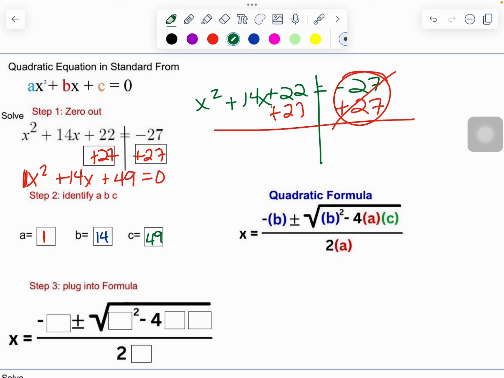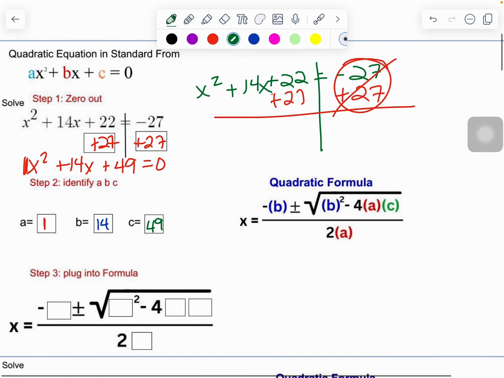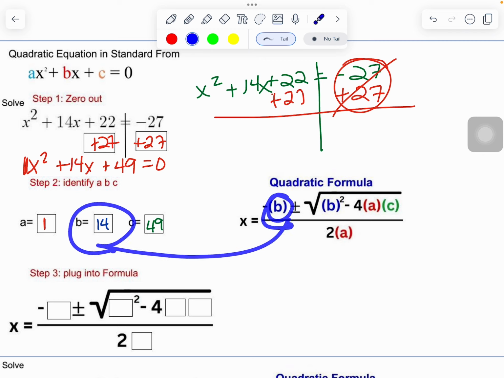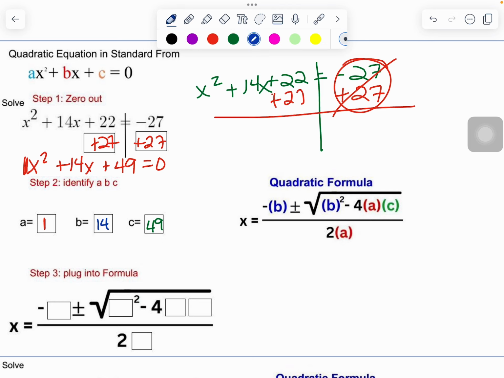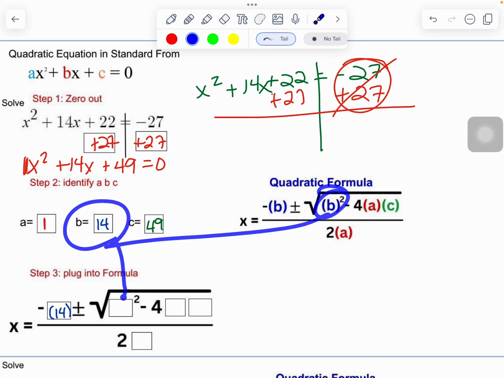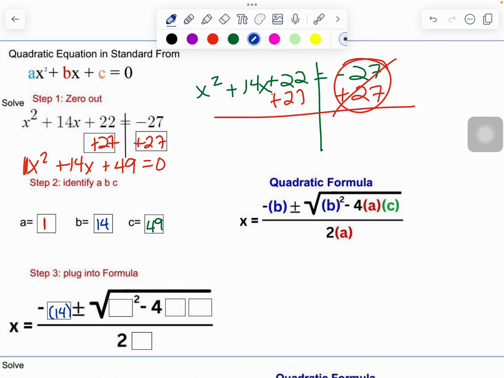And all we're going to do is we're going to fill in this formula. So again, you get to look at it, you get to use it. So we're going to plug it in. So we have a b right here, and I look here and we have a b. So we're going to put a b here. We're going to put that 14. Now, anytime you write it, you have to write it in parentheses. So we're going to put parentheses 14. If I look at the next one, I have a b again squared. B is again 14. So right here, we're going to put that 14 always in parentheses.